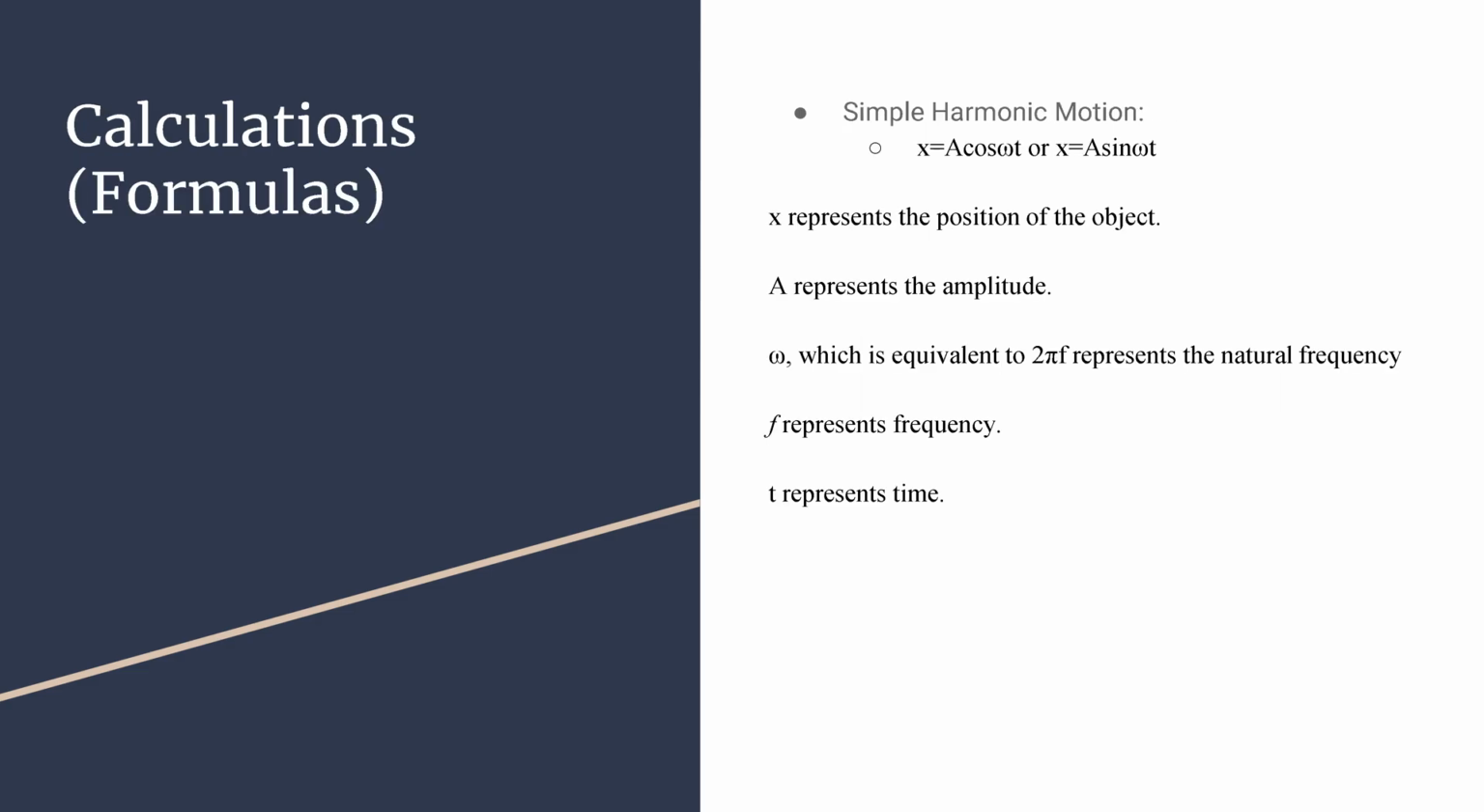The function used for simple harmonic motion is x equals a cosine of omega times t, or x equals a sine of omega times t. x represents the position of the object, a represents the amplitude, omega, which is equivalent to 2 pi times the frequency, represents the natural frequency, f represents frequency, and t represents time.